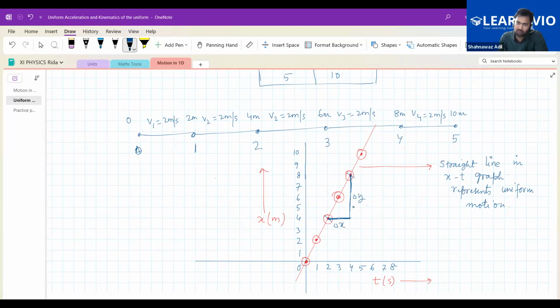So the slope would be how much? Slope would be y2 minus y1 over x2 minus x1. y2 is 8, y1 is 4, x2 is 4, and x1 is 2. So this is 4 by 2, which is 2. So this is 2 meters per second. So the slope of the graph will give you the velocity.